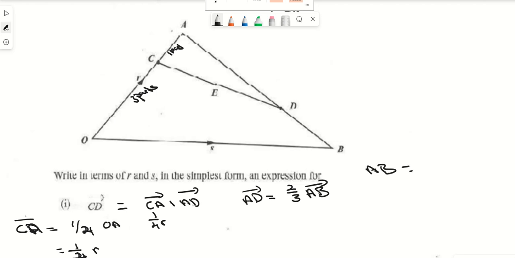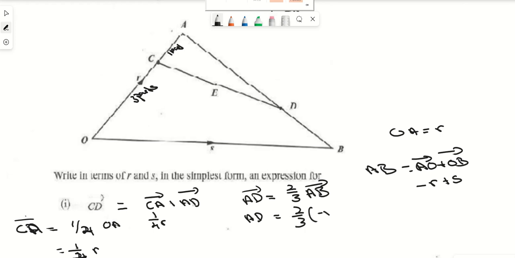AB is equal to AO plus OB. OA is equal to R. So if we want AO, it will be negative R, and OB is equal to S, so plus S here. So AD would be equal to 2/3 by minus R plus S, right?